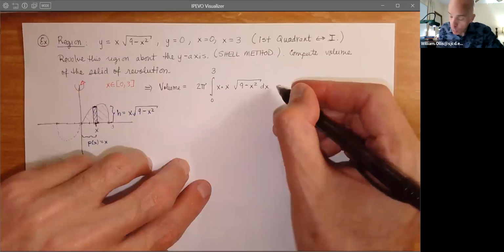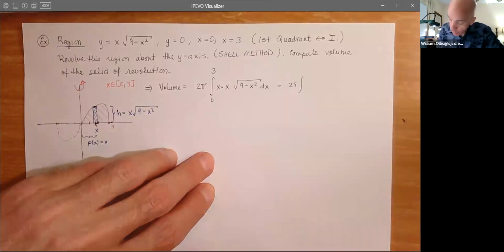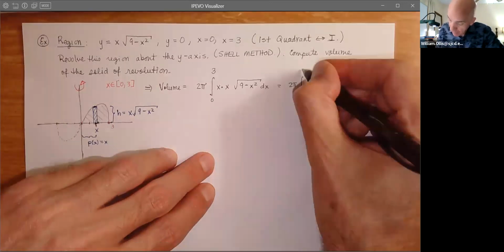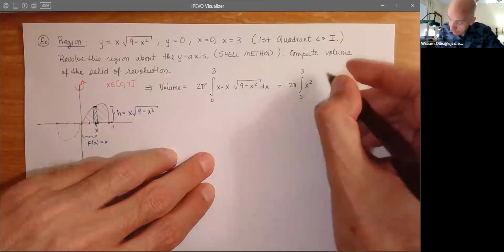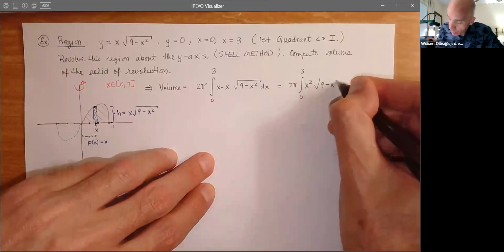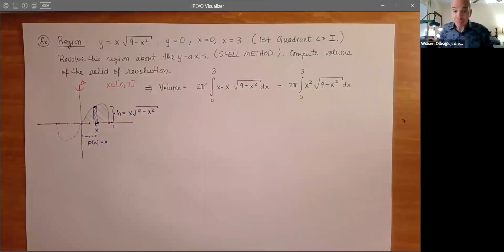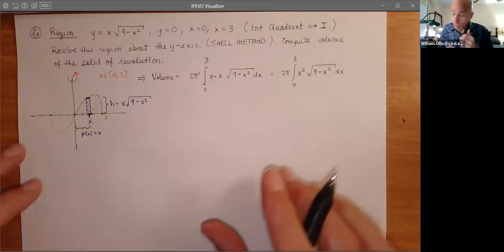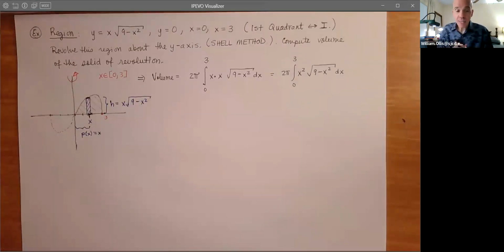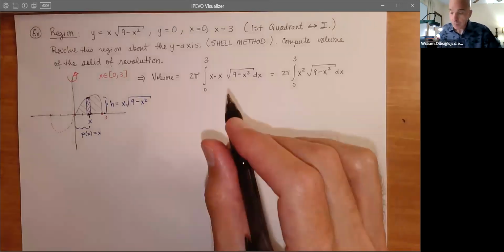So this will give us 2 pi times the integral from 0 to 3 of x squared times the square root of 9 minus x squared dx. Now, when you look at this particular problem, you're thinking, okay, we need a nice formula. We're going to go into the a squared minus u squared forms and use that. So here's what I've got for you.